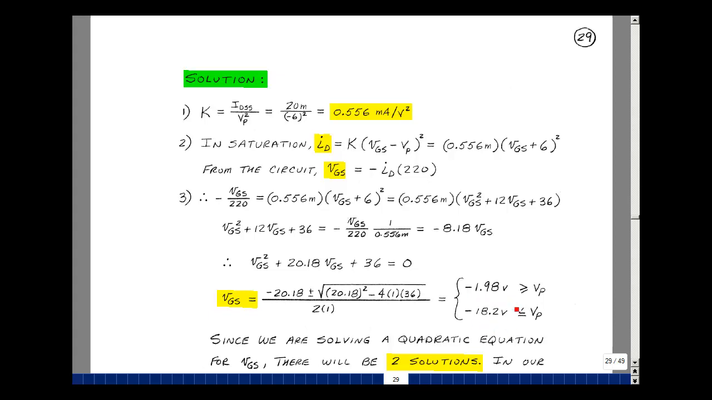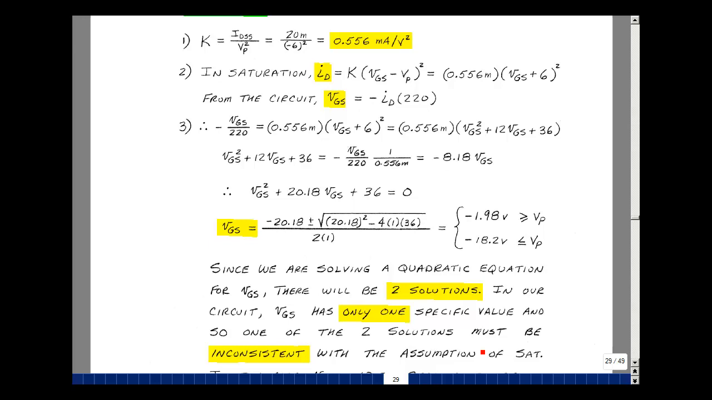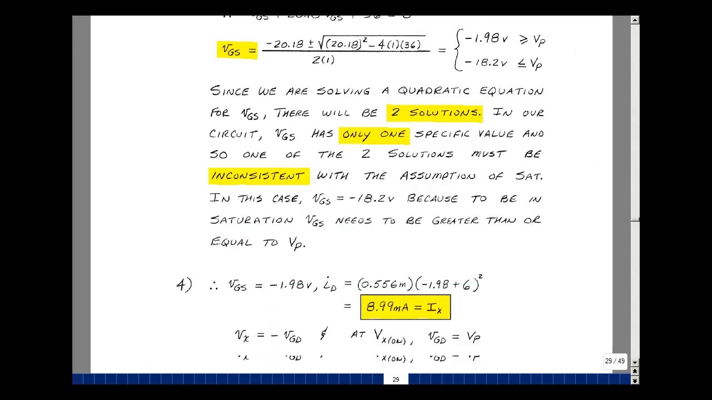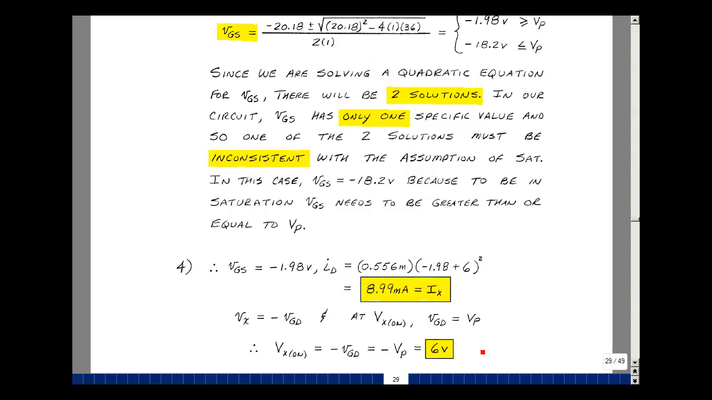I'm always going to get two solutions. I have to throw away one of these two, and this is going to be the difficult part for computer software like SPICE. In this case, the solution of minus 18.2 is inconsistent with the assumption that we were in current saturation. So we'll throw that one out. Our gate source voltage then is minus 1.98. Our drain current then is equal to K times the gate source voltage minus pinch-off, squared. And that turns out to be about 9 milliamps.